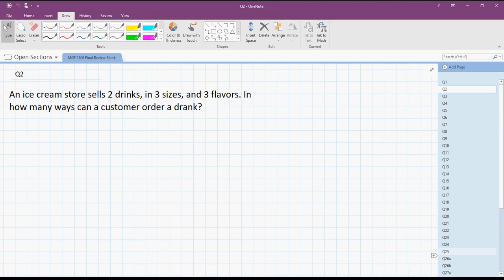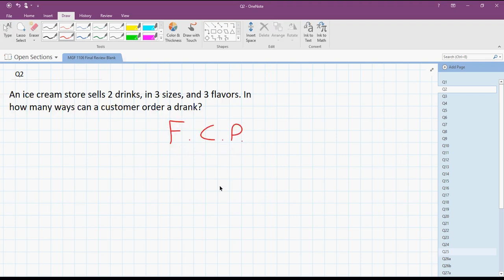In this one, it says an ice cream store sells 2 drinks in 3 sizes and 3 flavors. In how many ways can a customer order a drink? Either way, it's all the same. So what are we dealing with here? It is going to be multiplication of all the ideas. So who is that specifically? It's your fundamental counting principle.